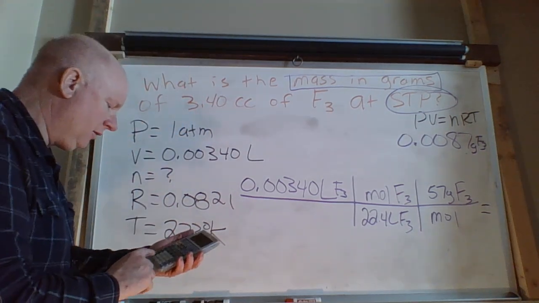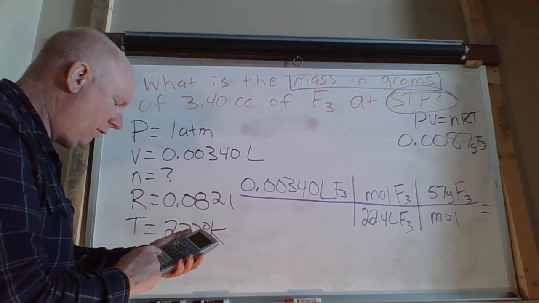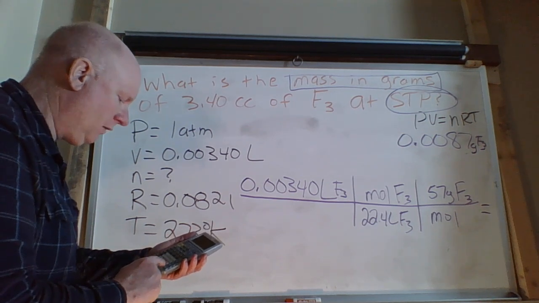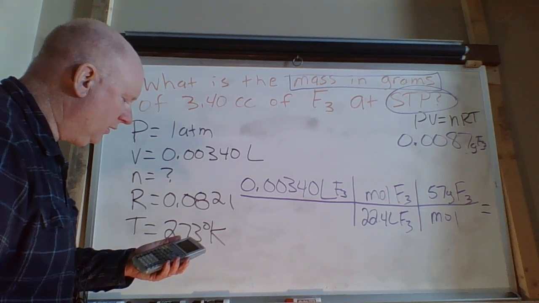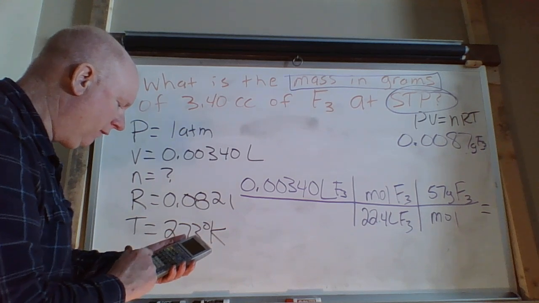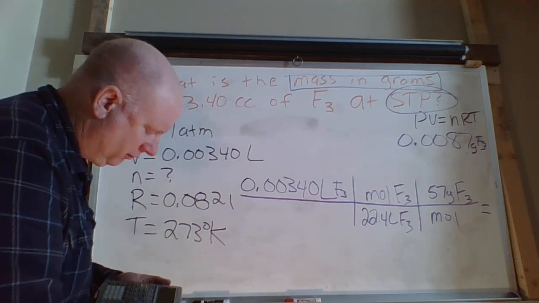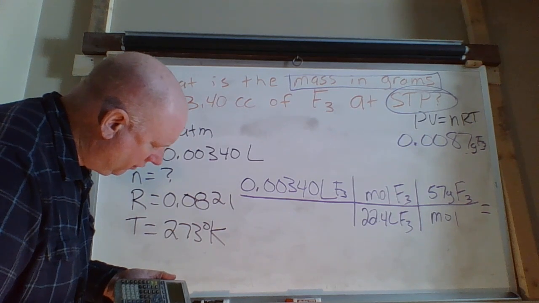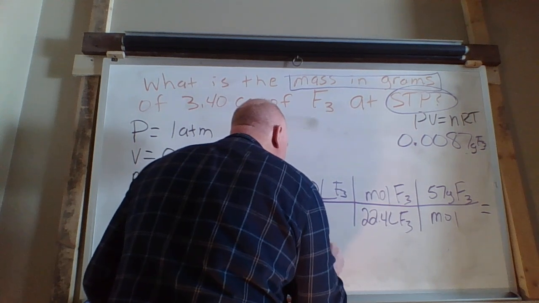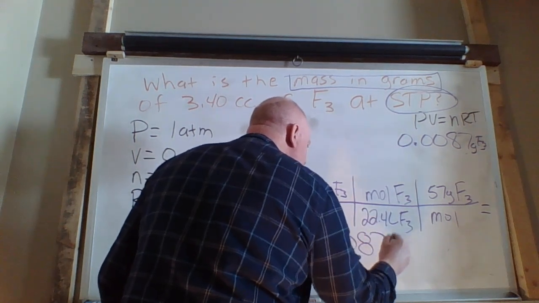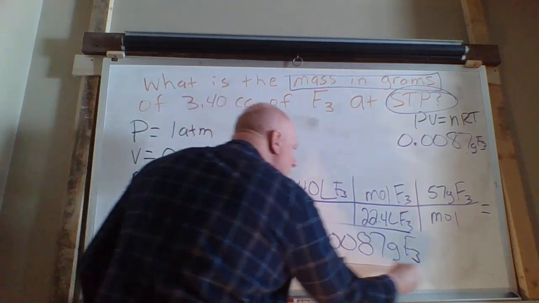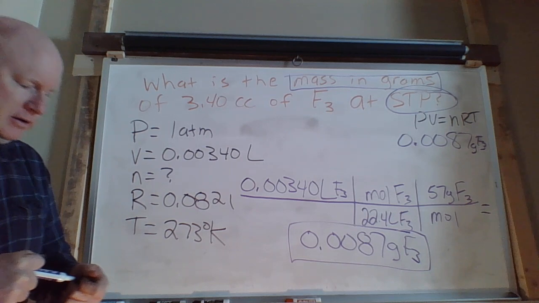If we take 0.00340 times 57, hit enter, gives us 0.1938, but we got to divide by 22.4 yet. That gives us an answer of 0.0087. Okay? 0.0087, okay, grams of F3. Two different ways to get the same answer.